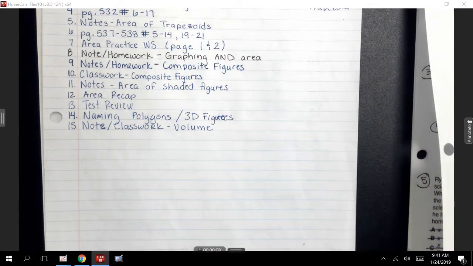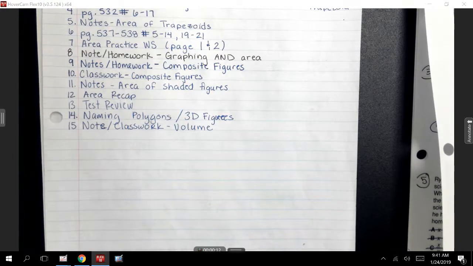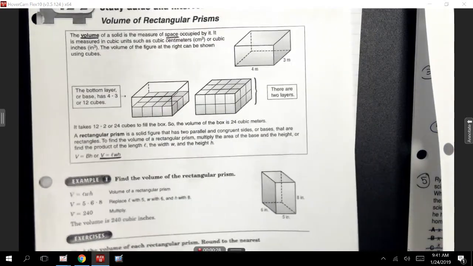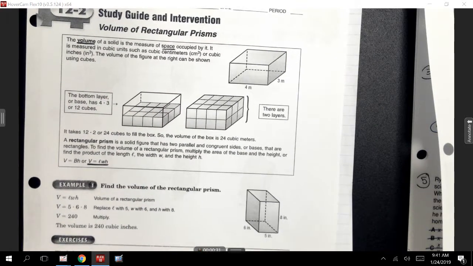All right, number 15, we're doing notes and classwork on volume. Tomorrow when you come in, you're going to have some classwork on volume. Some of it is going to be fill in the blank. The stuff that we're going to highlight today is probably part of your fill in the blank for tomorrow. Okay. All right, so today we are going to talk about volume of rectangular prisms.